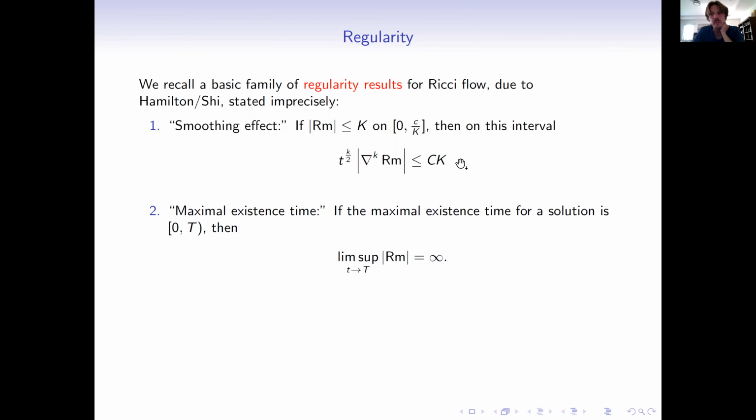And then using this smoothing effect, you can prove a basic obstruction to extending the flow. Again, the loose statement for Ricci flow is: if the maximal existence time for a solution is 0 to T, where T is finite, then you're sure that the curvature has to go to infinity at time capital T. So the Riemann curvature has to blow up at a singular time.